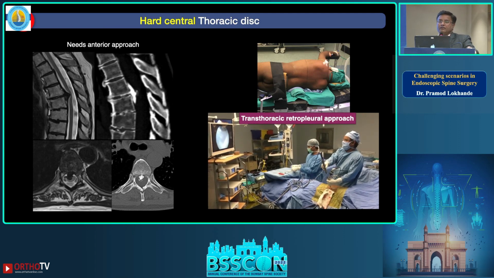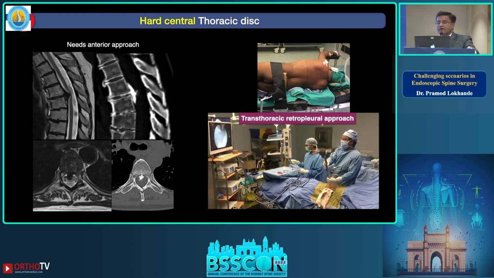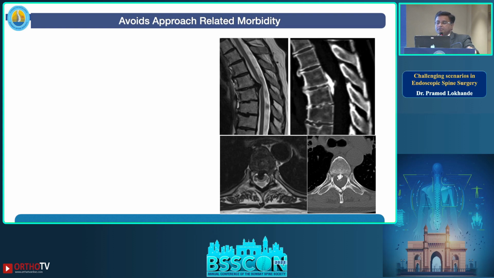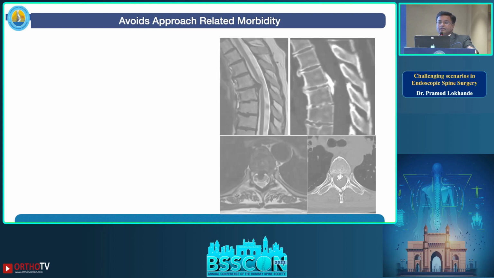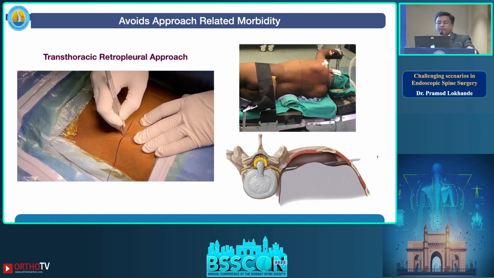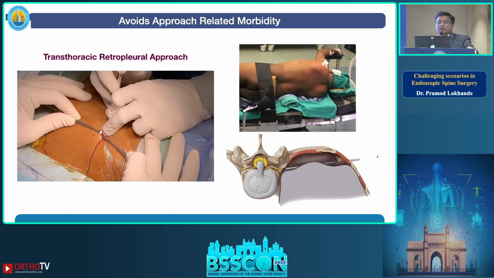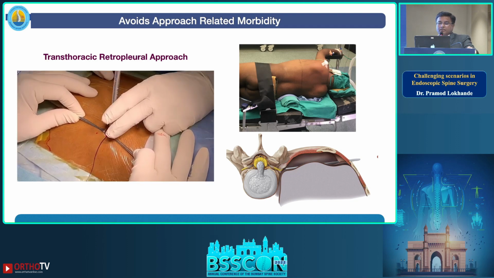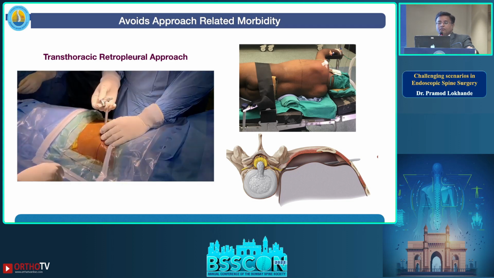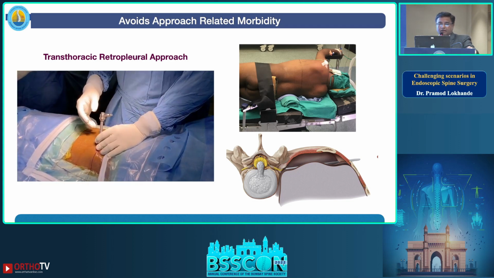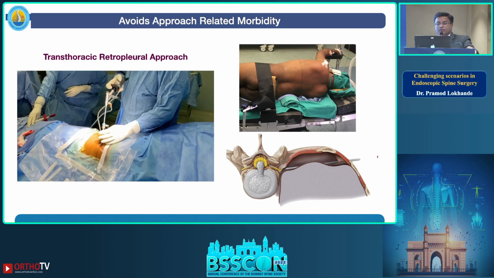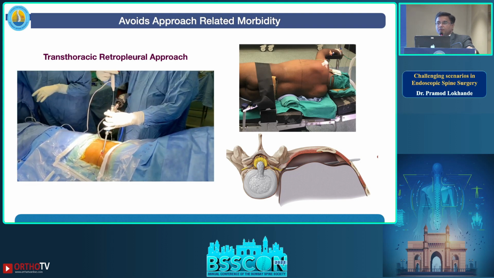All of us know that the standard approach for this is a transthoracic approach. And is it possible for us to do an endoscopic surgery in this case? I think we can avoid the morbidity of open thoracotomy by doing a small incision, retropleural transthoracic approach, where the cannula is inserted under the rib and placed over the rib head. Then the rest of the procedure follows the same.